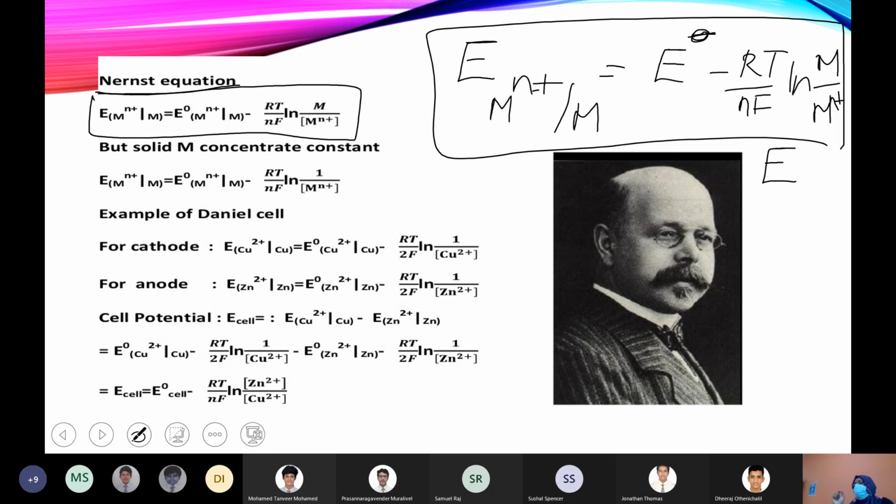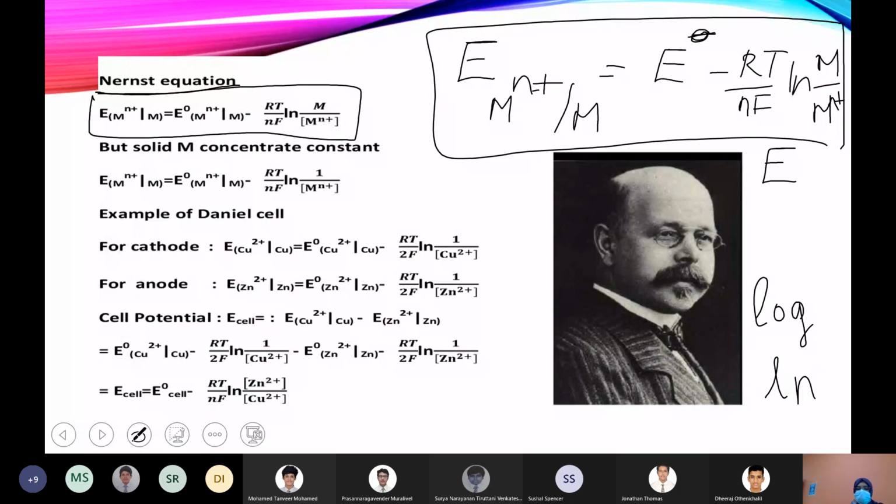That means the electrode potential under non-standard condition is equal to the electrode potential of the same metal under standard condition minus RT by nF Ln of the concentration of the metal divided by the concentration of the metal ion. Where R is the gas constant. And what is Ln? Ln is the natural logarithm. Log is the logarithm to the base 10, and Ln is the natural logarithm.